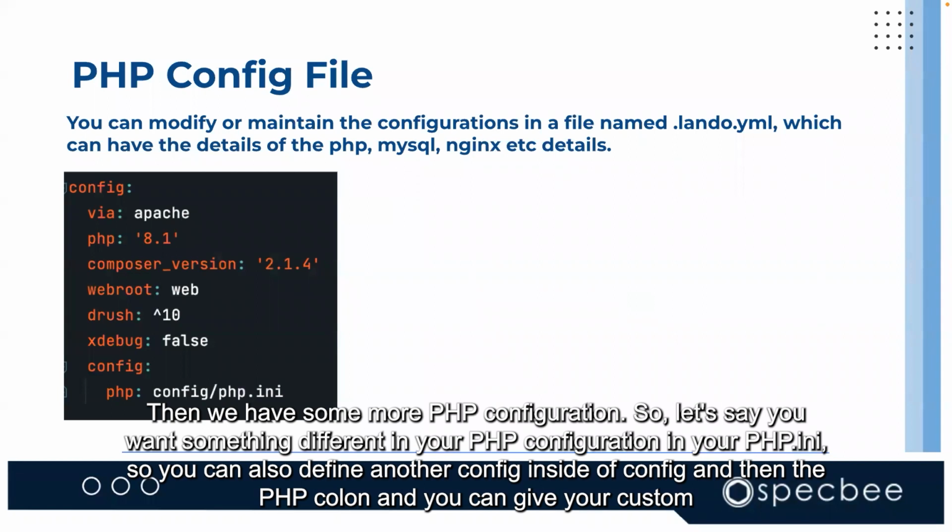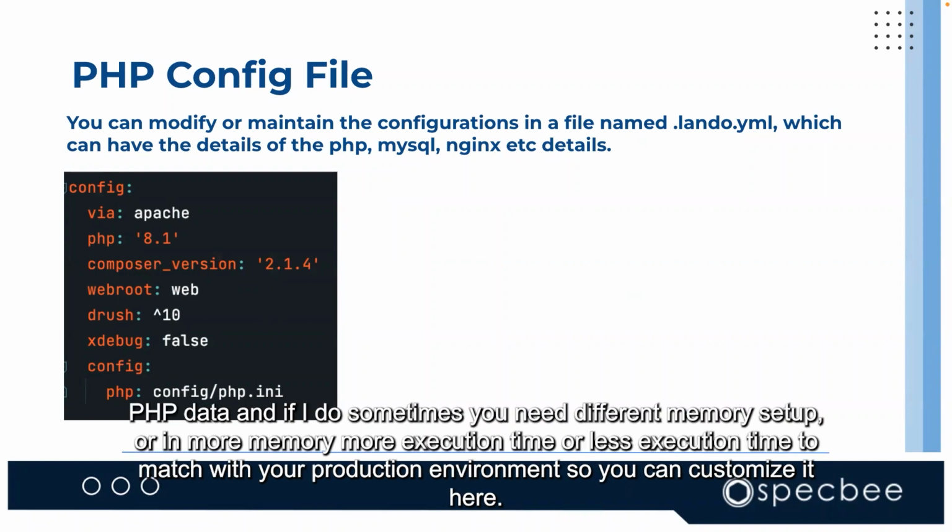Then we have some more PHP configuration. So let's say you want something different in your PHP configuration, in your php.ini. So you can also define another config inside of config and then the PHP colon, and you can give your custom php.ini file. So sometimes you need a different memory setup, or you need more memory, more execution time or less execution time to match with your production environment. So you can customize it here.